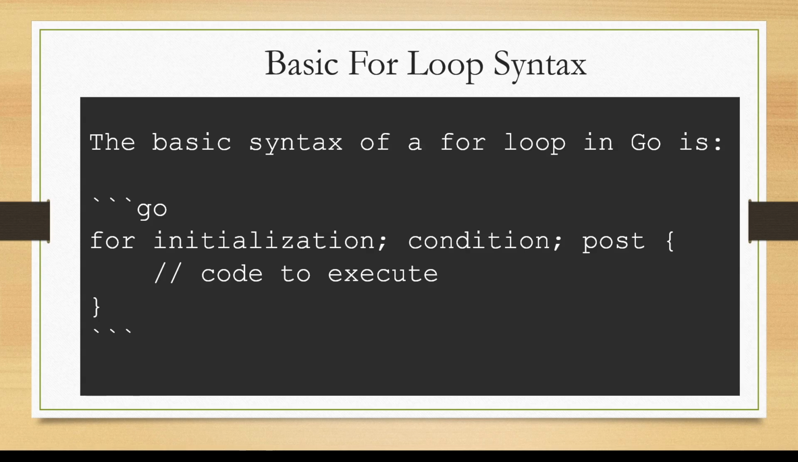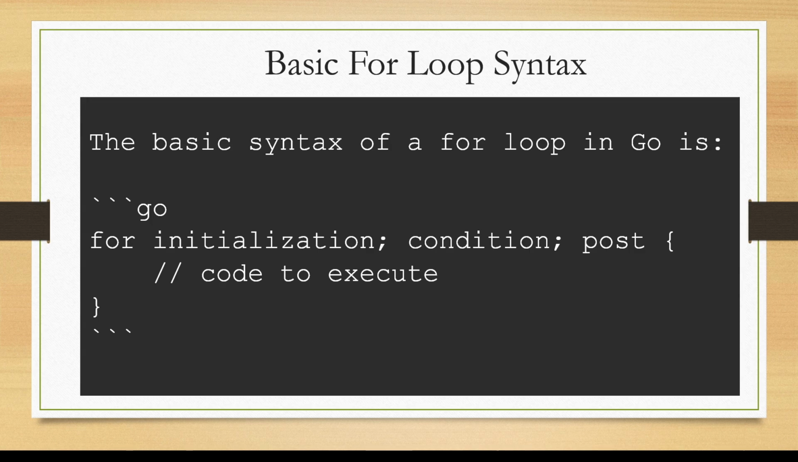Now let's look at the basic structure of a for loop in Go. You will usually see it written like this: for initialization, condition, and post. So let's break this down nice and easy. Initialization is where you start your loop. Usually you will declare or set a counter variable, something like i := 0.